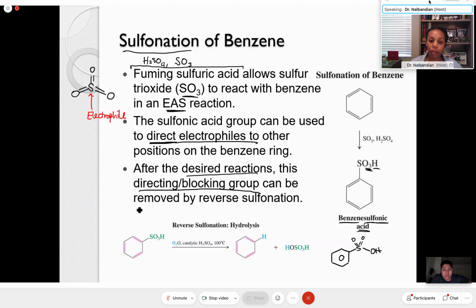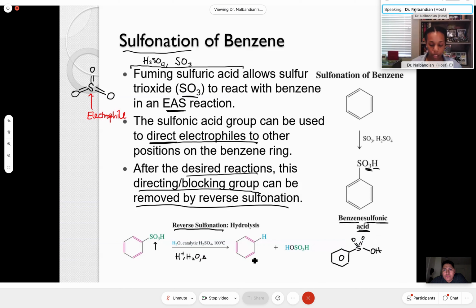You can remove it by reverse sulfonation. So here's the reverse sulfonation. We have our sulfonic acid group. We remove it by acid and water, and we heat it. So another way to write this would be H plus H2O and then delta. Another way to write what's over that arrow. That is going to reverse that reaction. So this is our sulfonation, following the same mechanism as the other ones.